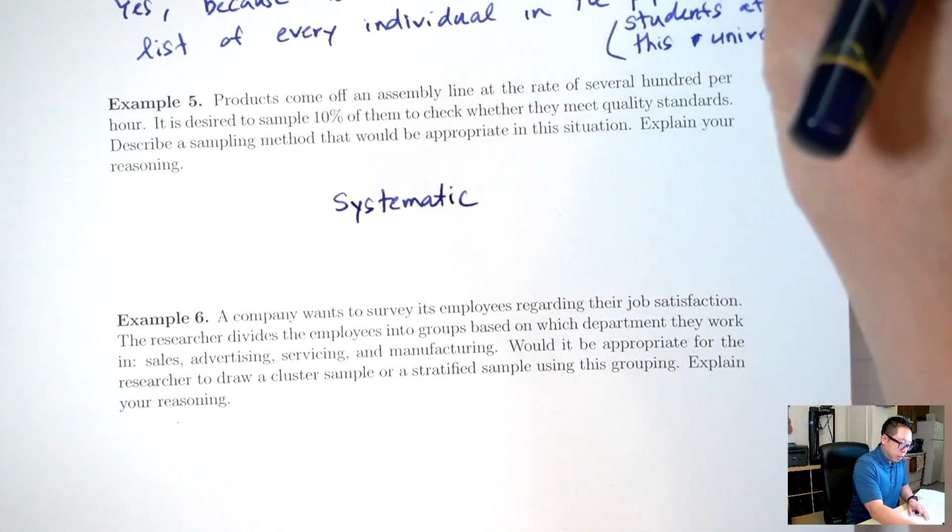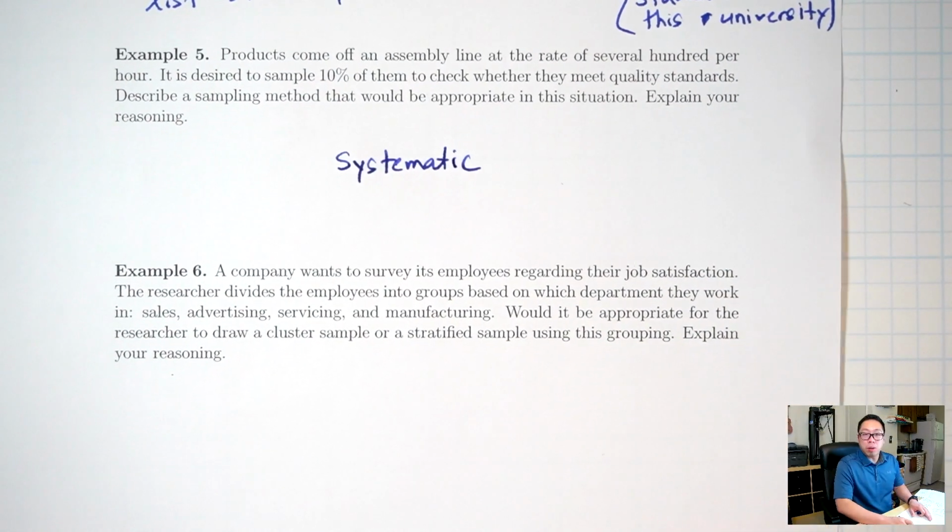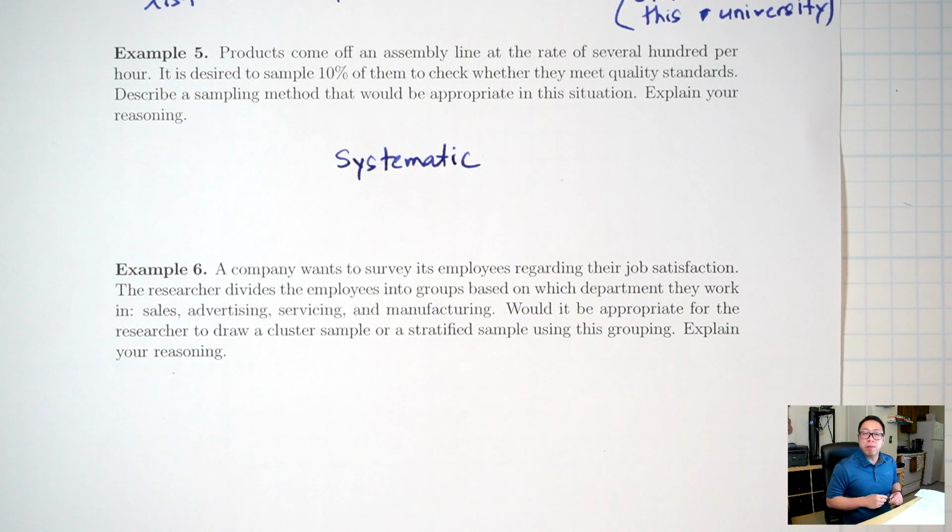Example 6. A company wants to survey employees regarding their job satisfaction. The researchers divide the employees into groups based on which department they work in: sales, advertising, servicing, manufacturing. Would it be appropriate for researchers to draw a cluster sample or a stratified sample using this grouping? Explain your reasoning. Okay, so the people is what we care about. We broke them up into groups based on the department they work in. And the question is, should we do a cluster sample or should we do a stratified sample?